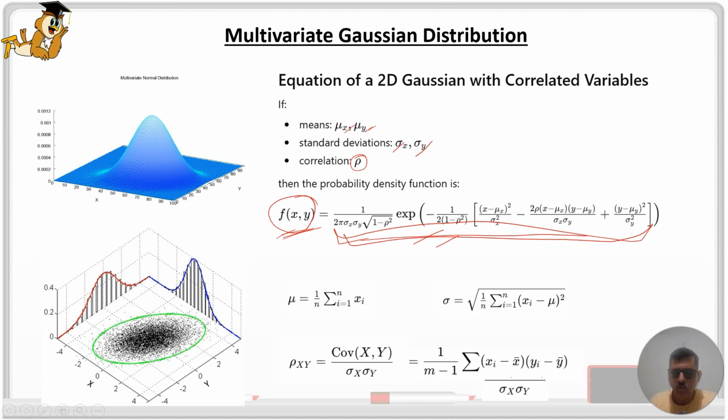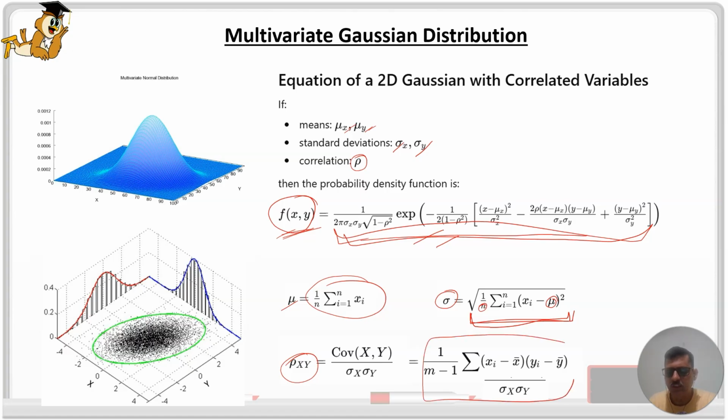How do you calculate the mu's and the sigmas? Well, you calculate them using the standard equations. So the mu's are essentially the mean. The sigmas are the standard deviations, which are calculated in this way, where n is the number of points you have over which you are doing the calculation. Here mu is the mean that you have already calculated. And the rho, which is the correlation between x and y, is the covariance xy divided by sigma x sigma y, which is essentially given by this equation. This should have been an n.